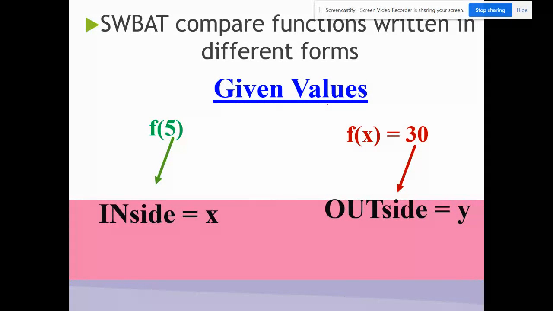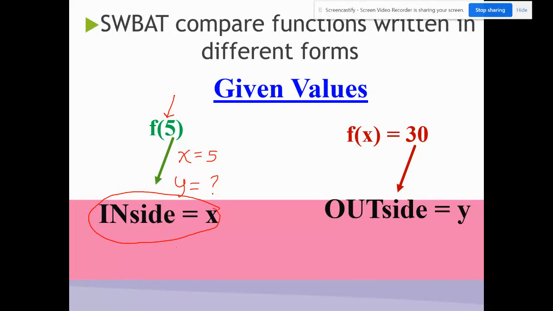So if I give you a number inside of your parentheses, like here, that number is going to represent an x value. So in this case, x would be 5. The inside is always x. If x is 5, then our goal is to figure out what y is. You want to have a relationship when you're done. It's going to be 5, comma, I don't know what y is because we're not applying this yet.